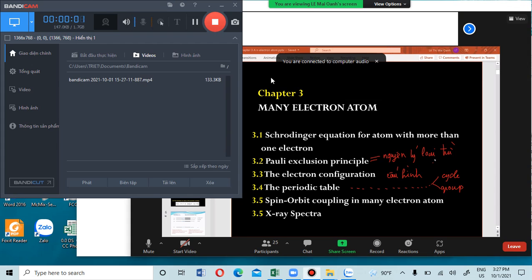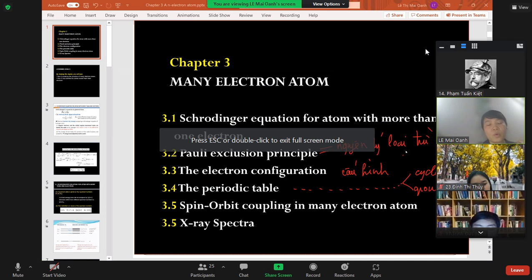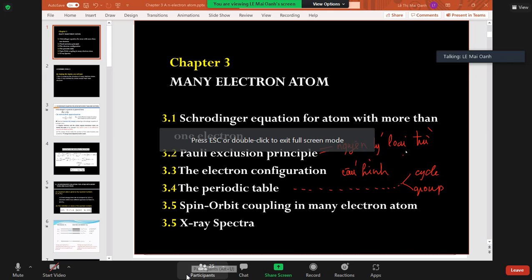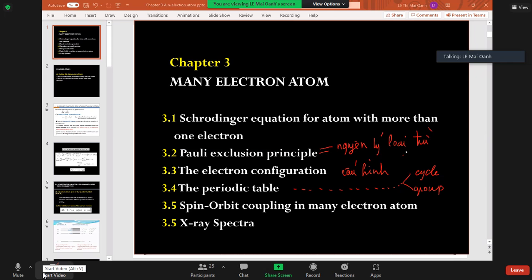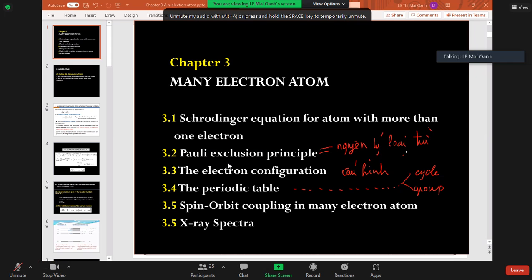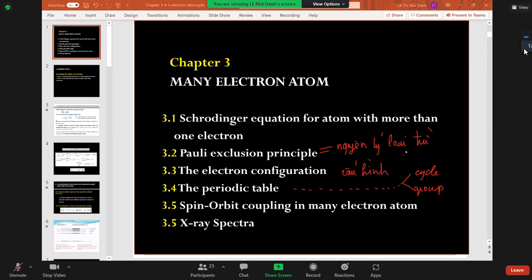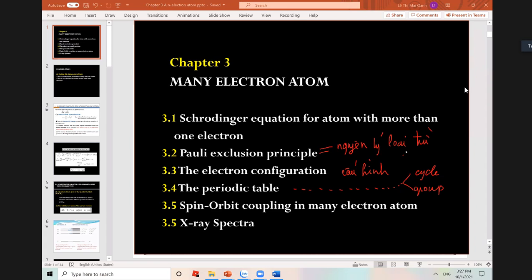Atom, J. Okay, and now when you look at many electron atoms, you also have the spin-orbit coupling. However, it's more complex compared to the hydrogen atom. And finally, you will discuss the X-ray spectra.